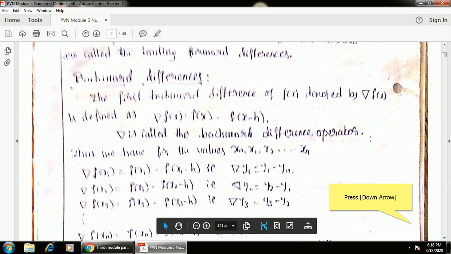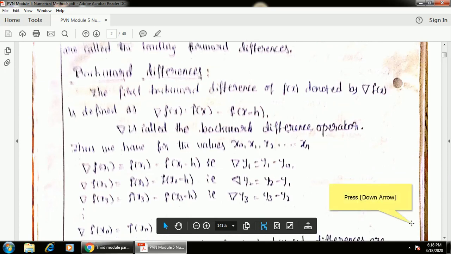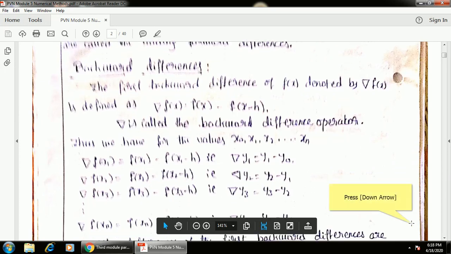Similarly, first order backward difference of the function at x2 is nabla of f of x2, and it is defined as f of x2 minus f of x2 minus h. F of x2 is y2 and x2 minus h is x1, f of x1 is y1, so y2 minus y1, etc. These are the first order backward differences.